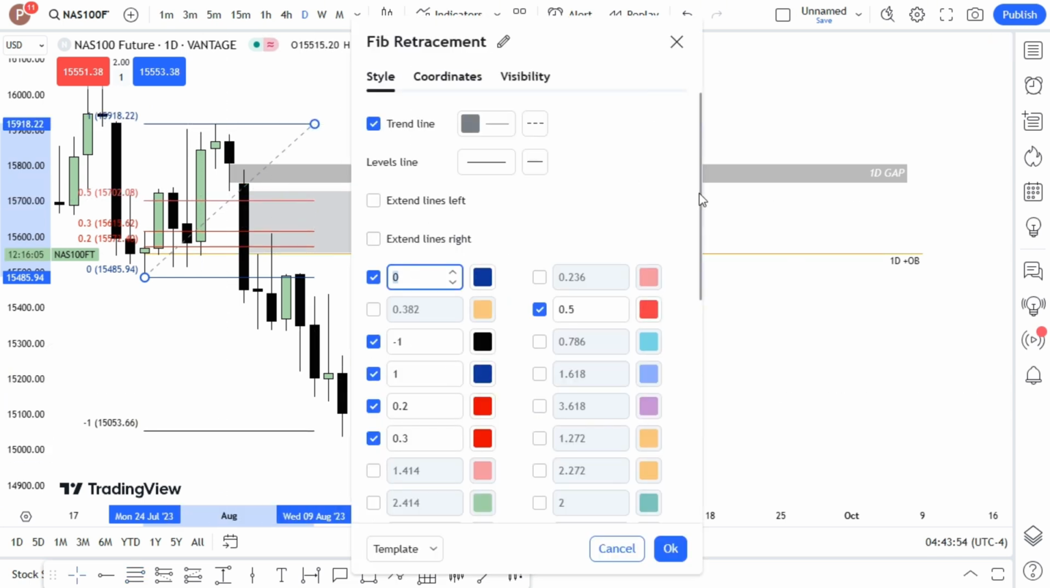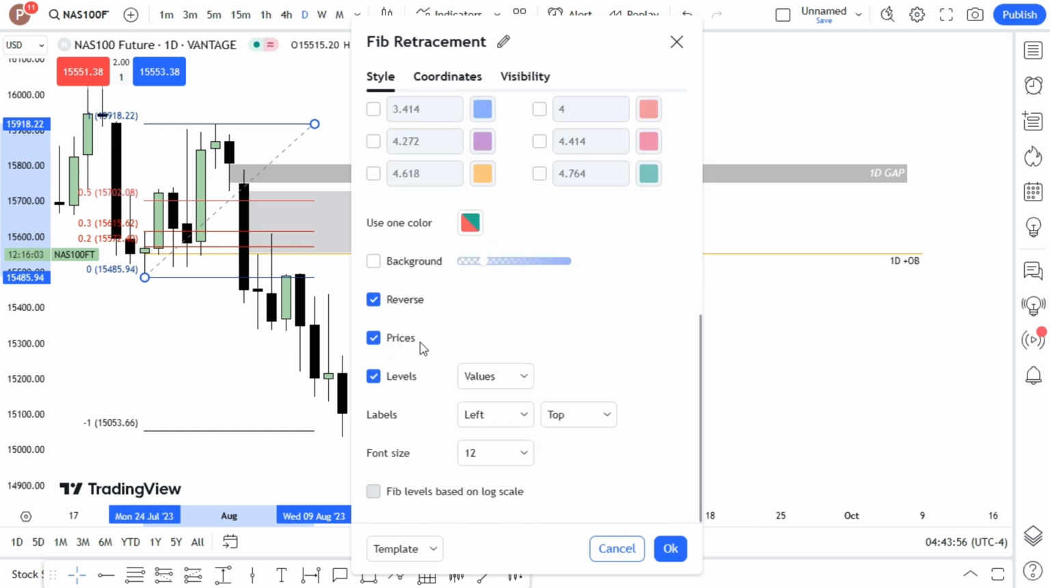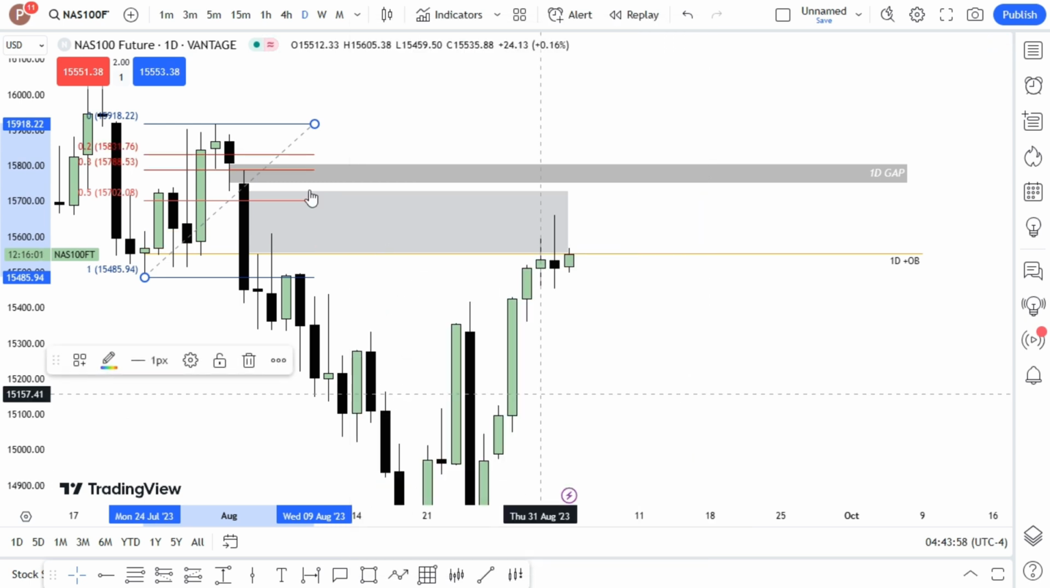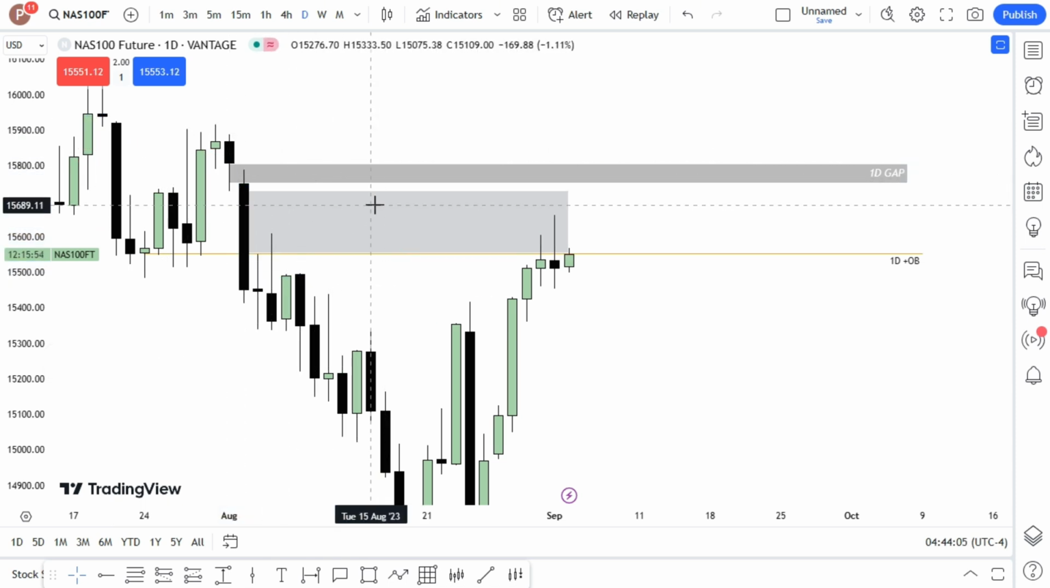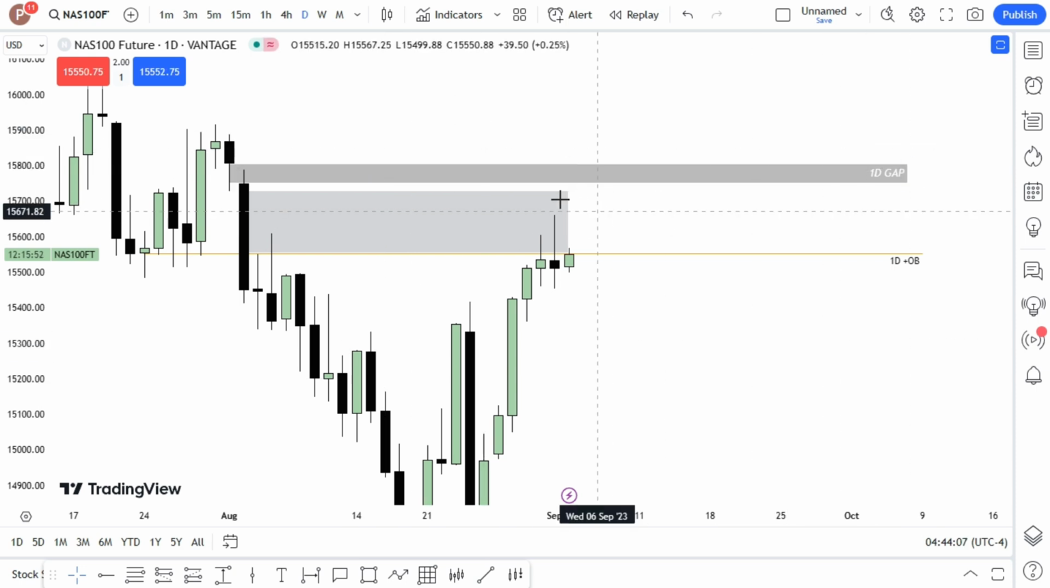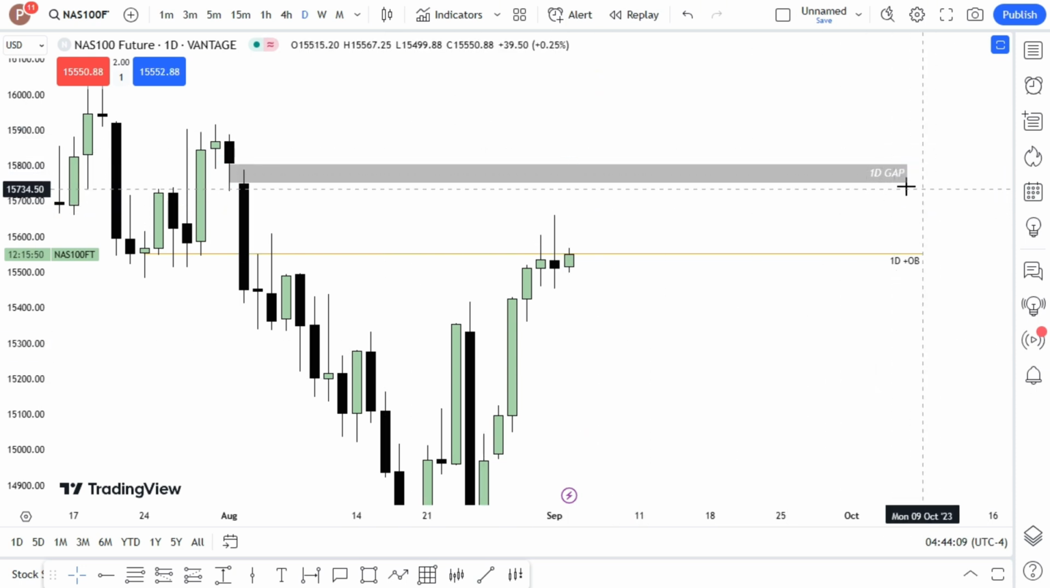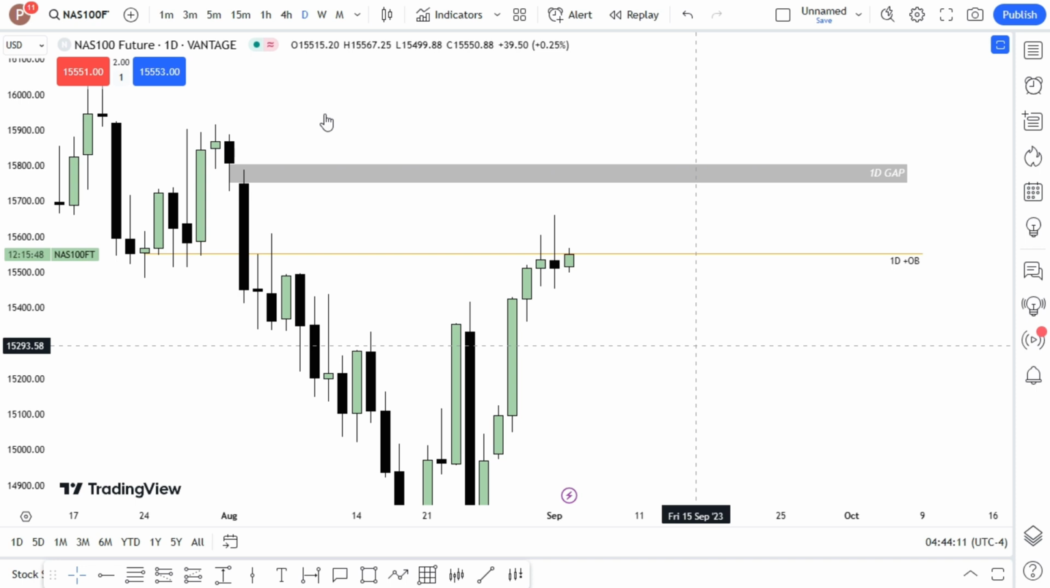If I can invert this, like this one right here is above the equilibrium. It's pretty much within the extreme level of the premium zone. So this is pretty much my draw on liquidity. This is my point of interest, the 1-day gap, right?